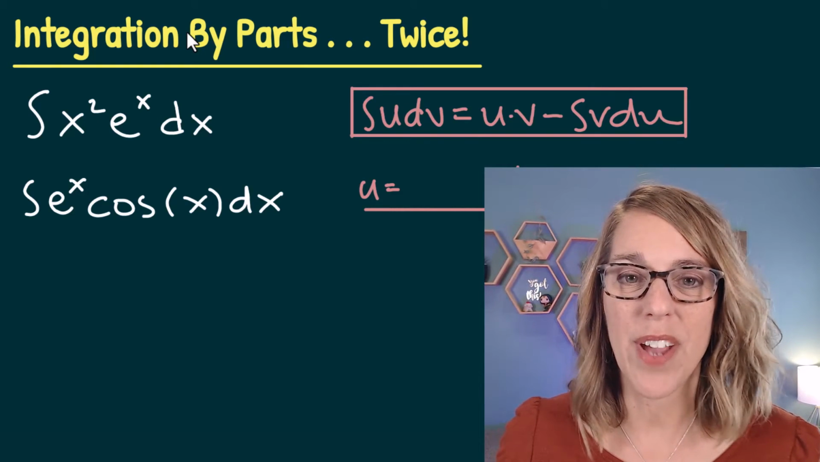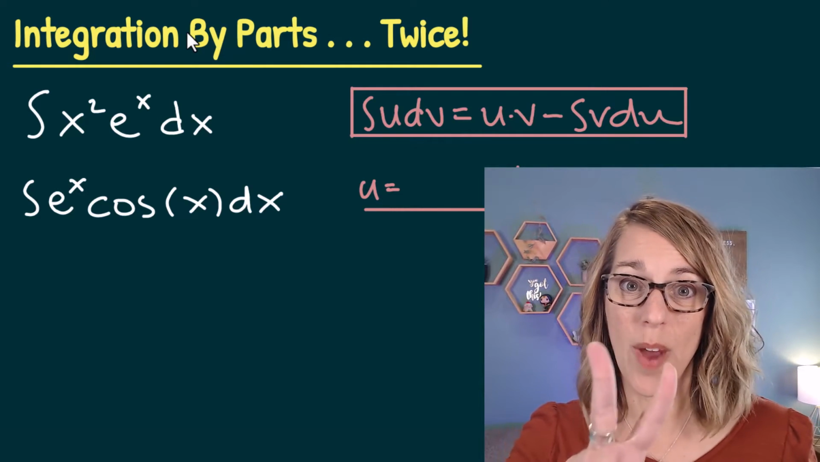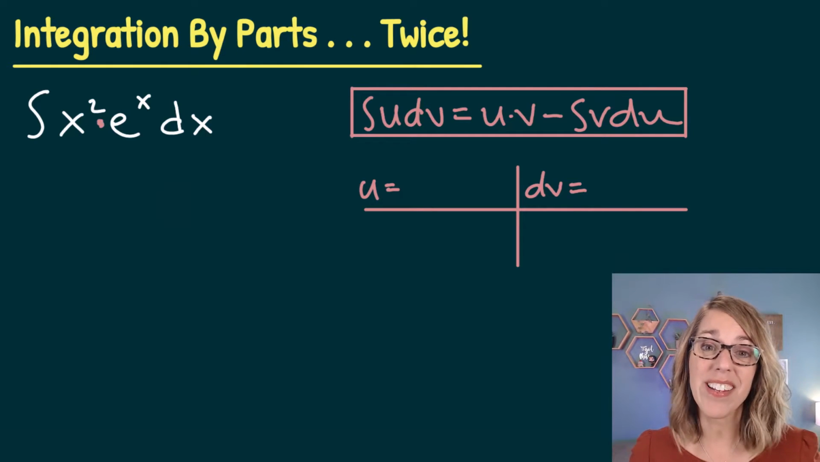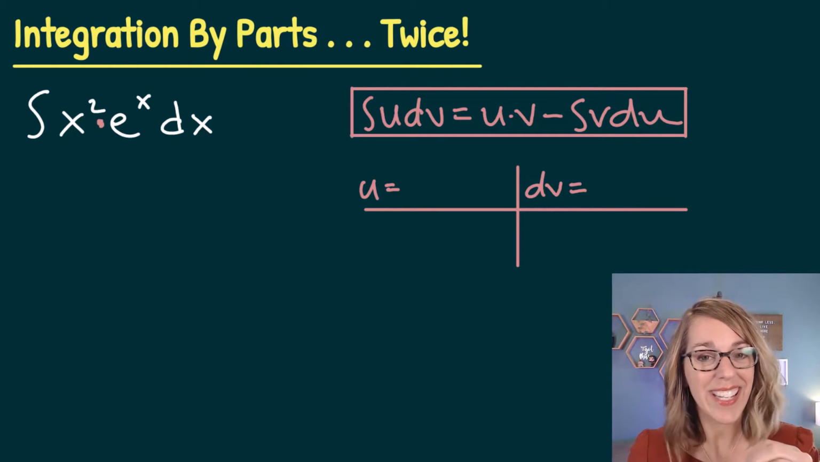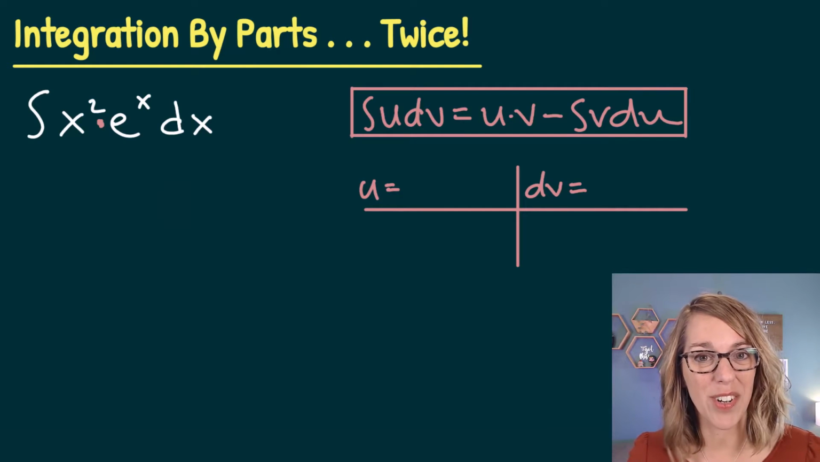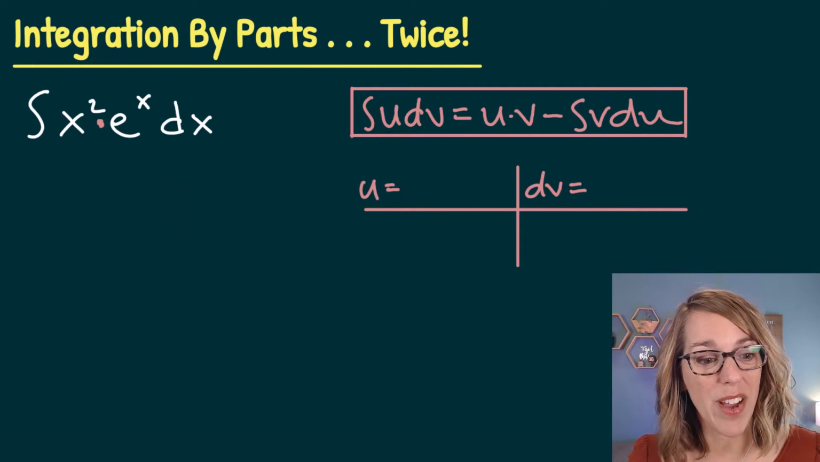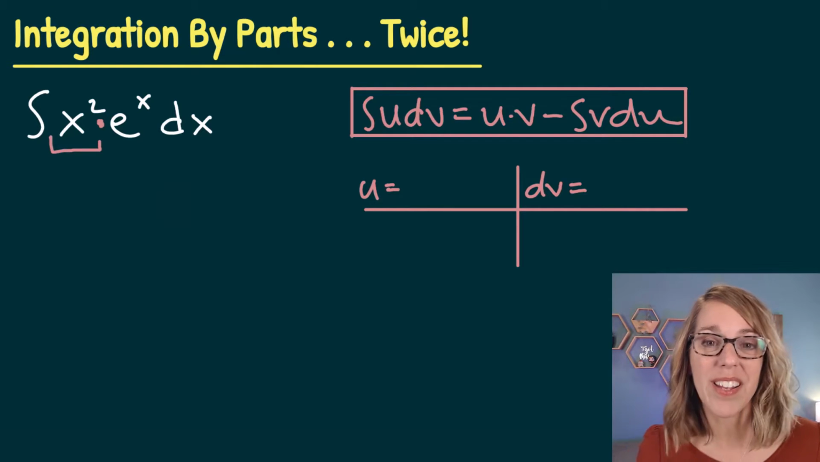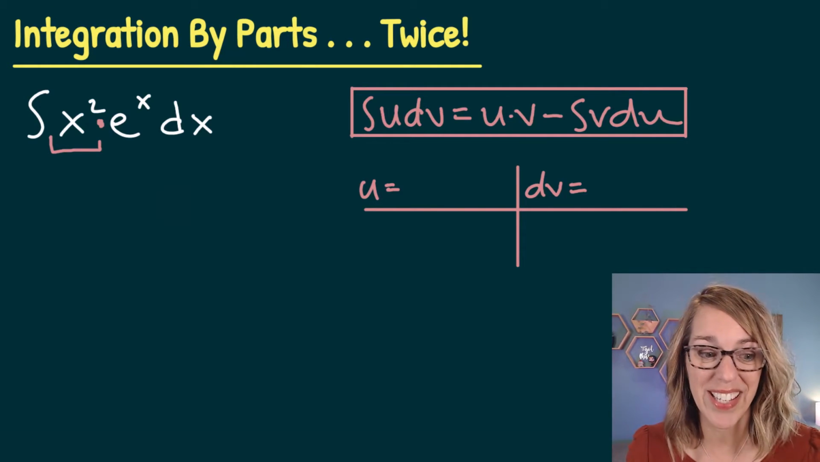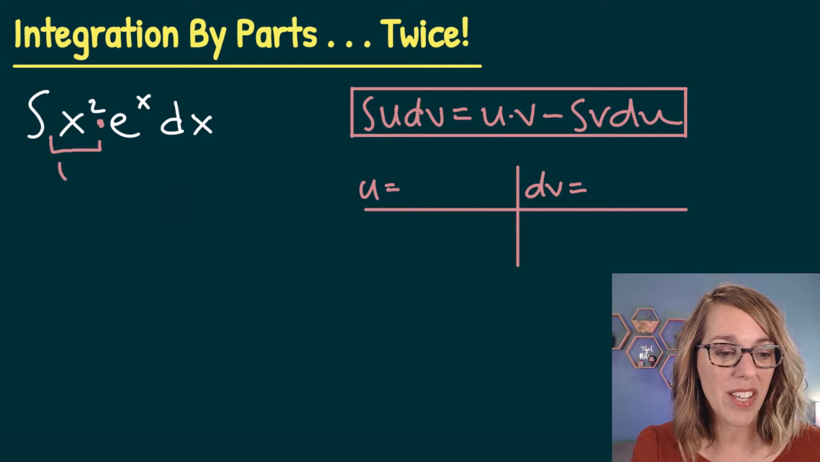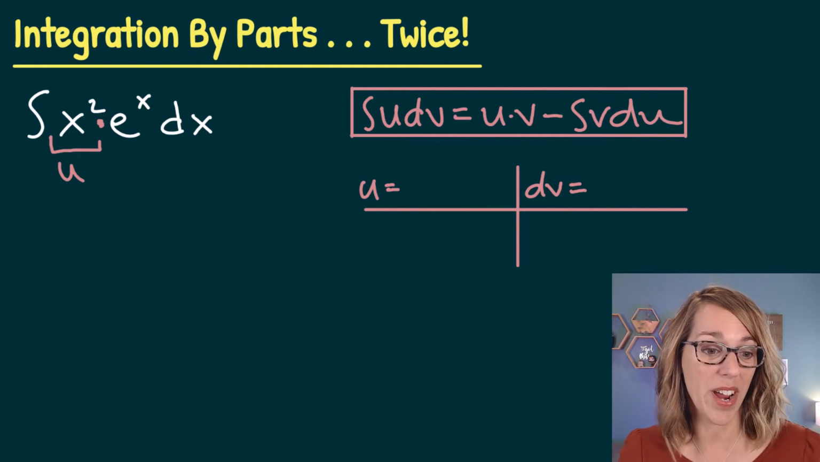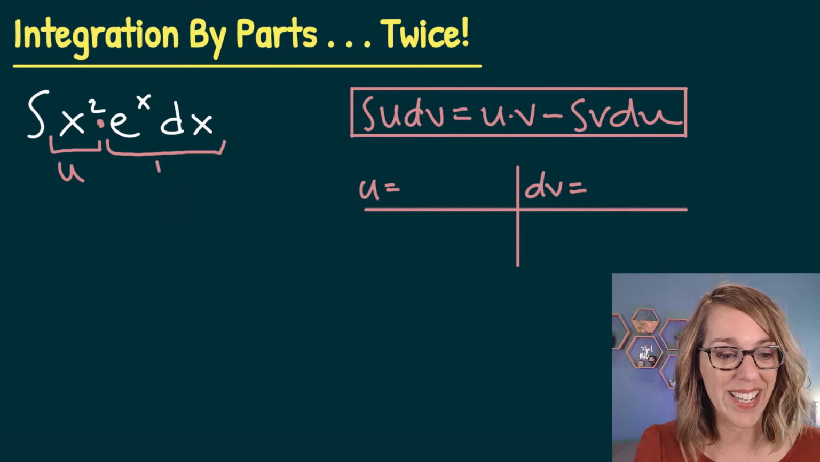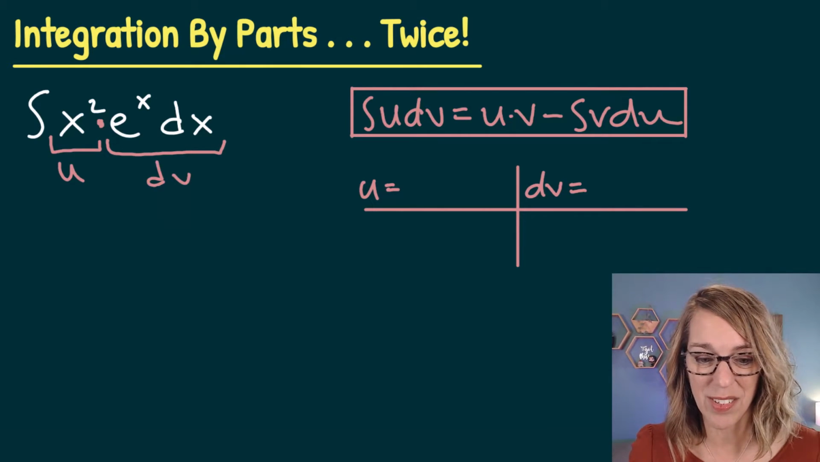So what happens when you've got to apply integration by parts twice? For this one, we do have a product, and I know that integration by parts undoes a product rule. I need to decide which part of this integral is going to be u and which is going to be our dv. I'm going to choose u to be the one that's going to get smaller when I take a derivative. So that means that u is going to be my x squared, and everything else is going to be my dv.